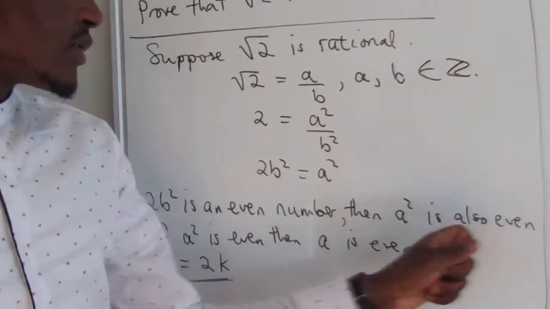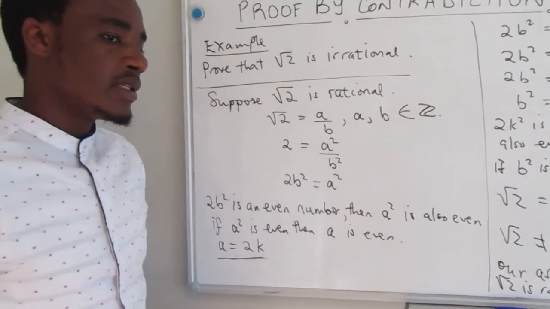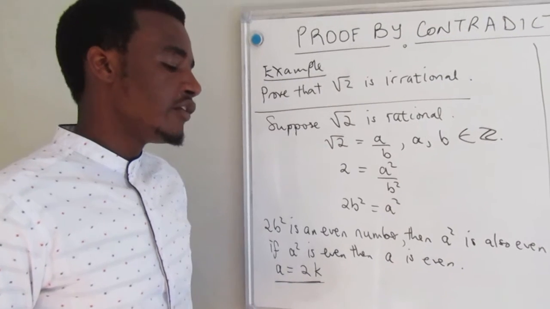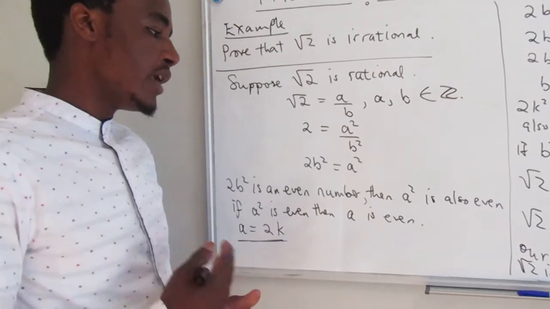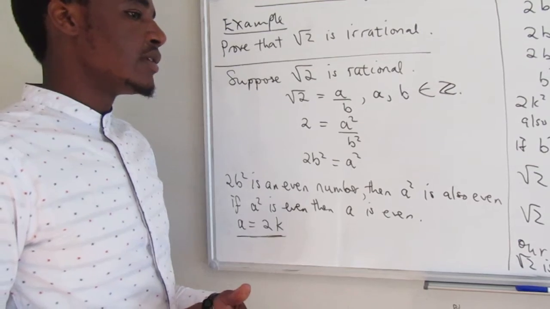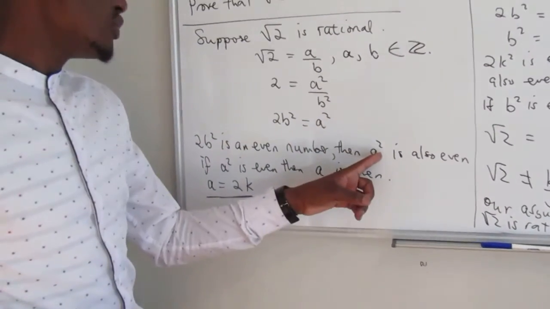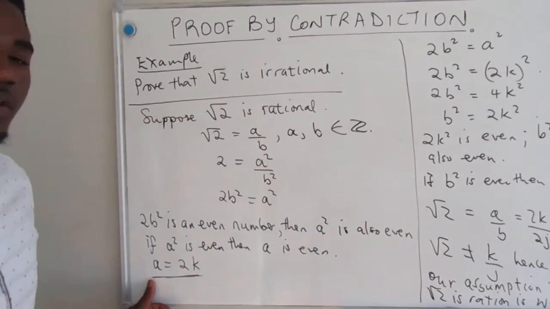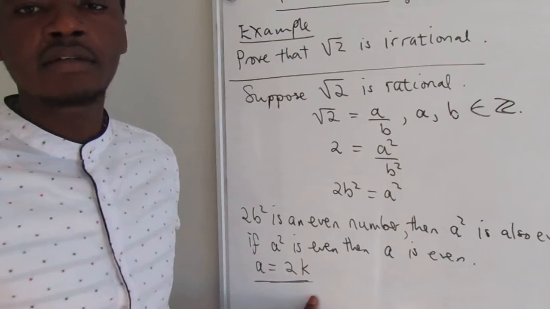So if a squared is also even, right, we can go to square numbers. A squared gives us an even number, meaning to say, for us to get an even number, we have to square a, a must be even, such that if we square that a, we can also get even. So we assume that a is also an even number, right? So if a is an even number, this means that a can also be written in the form 2k, right?